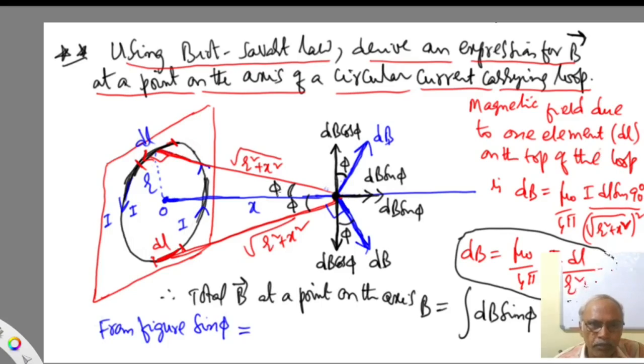Sine is opposite side by hypotenuse. What is the opposite side to phi? It is R. So sin phi is equal to R by root of R square plus X square. Sin phi is opposite side by hypotenuse.